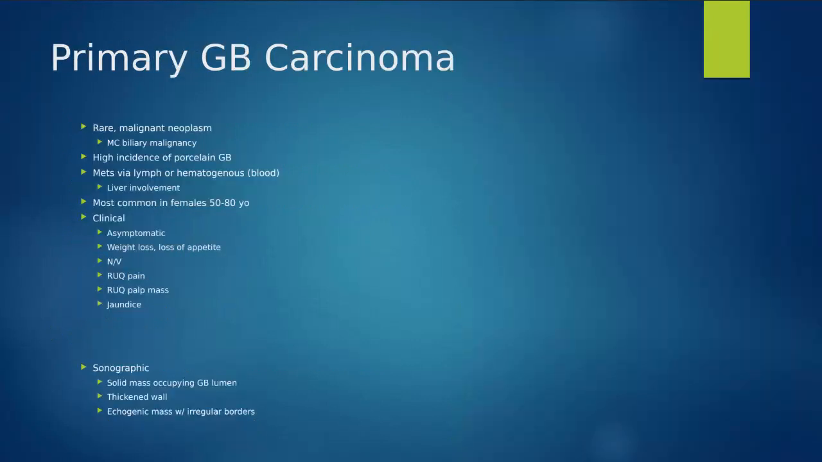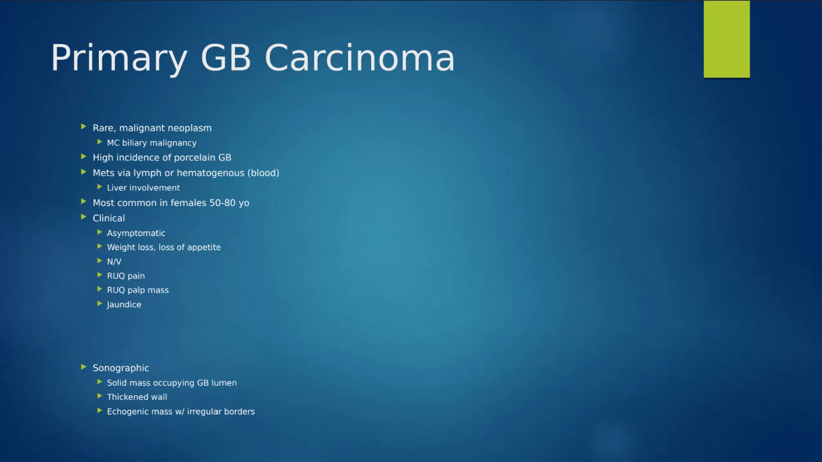Next, we have primary gallbladder carcinoma. Now we're getting into the malignancies of the gallbladder itself. This is extremely, extremely rare. We don't really see gallbladder carcinomas too often. For it being rare, it's actually the most common biliary malignancy, talking about our whole biliary system in general. We're really not seeing a lot of gallbladder or bile duct malignancies, but if we are seeing one, it's most likely going to be a primary gallbladder carcinoma.